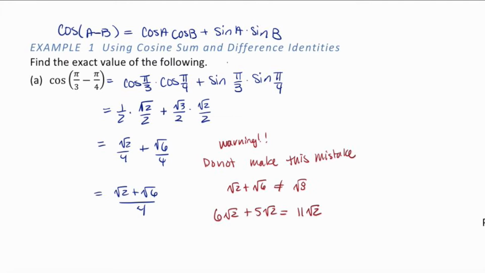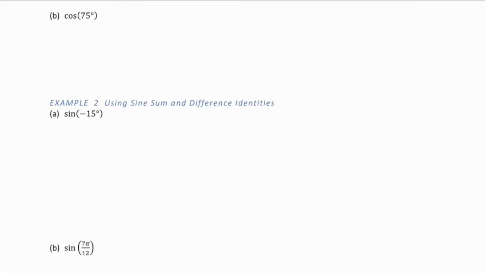Let's look at the next page. For the last part of the example, that is for part A, we were already given something in here that added to our angle. For the last example, we had pi over 3 plus pi over 4. But for this example, we have to figure out what nice angles have a sum or difference of 75 degrees.